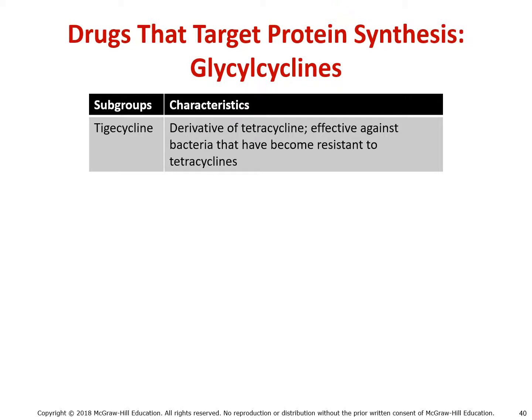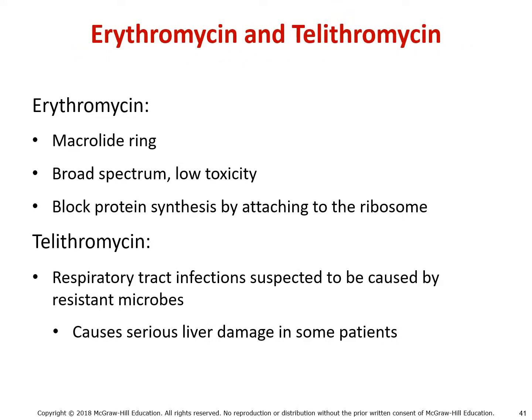So glycocyclines, again, target protein synthesis. Erythromycin also, so just mycins in general, target protein synthesis. These do have a unique feature in the macrolide ring, but again, I want you to know at a family level, erythromycins target protein synthesis.